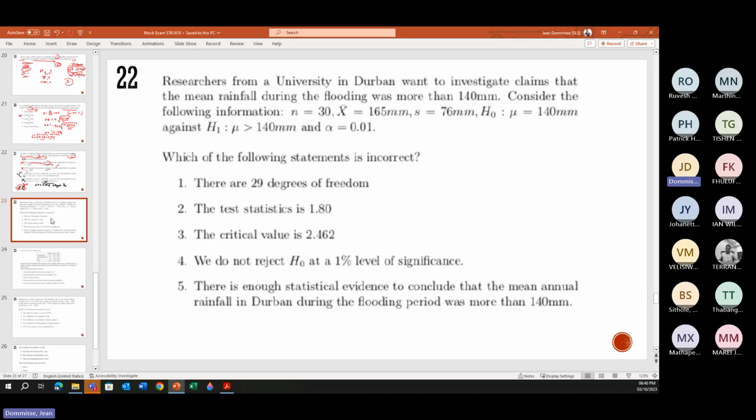Now they would give you lots of information. Okay, sorry, this is also hypothesis testing. I wanted to skip right to the chi-square, but I see it's not.